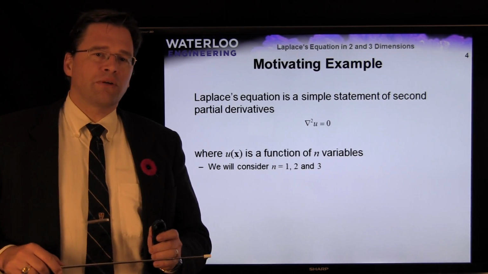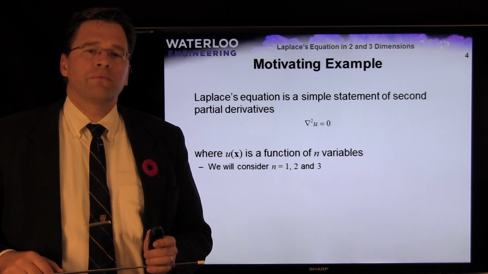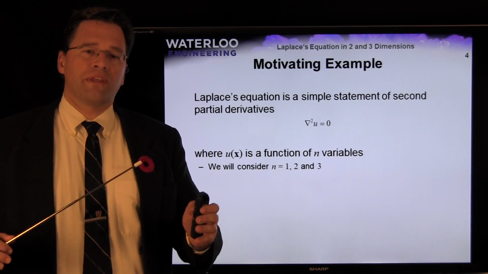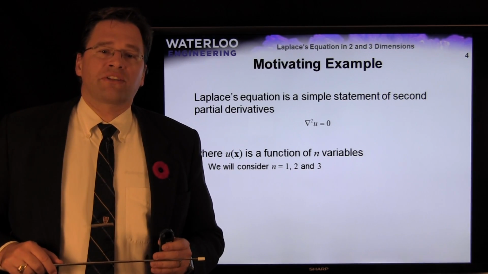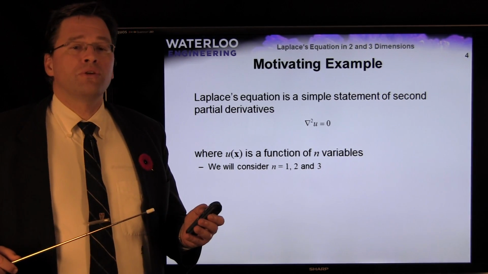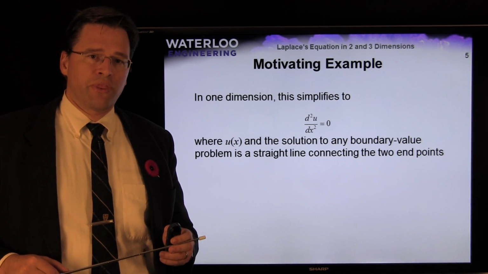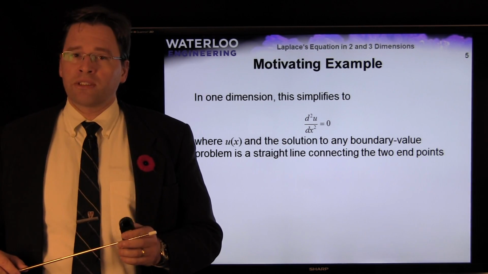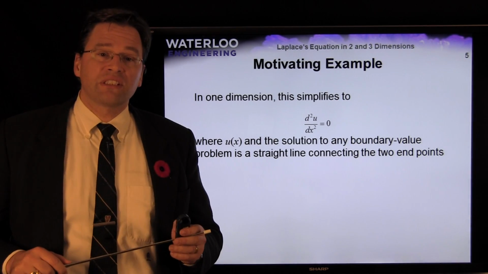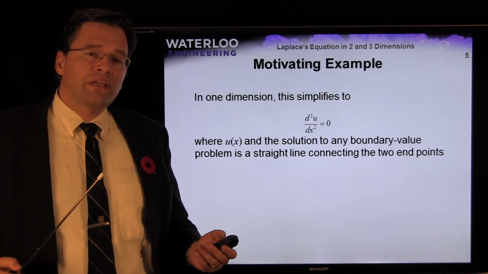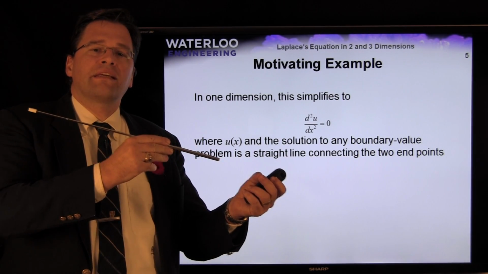Now, Laplace's equation says that the Laplacian of the function is 0 everywhere, at least within our boundaries. u of x is a function of n variables, where x is a vector. It can be 1, 2, 3, or an arbitrary number of dimensions, but we will be focusing on 2 and 3 dimensions in this lecture. In 1 dimension, Laplace's equation simplifies to the second derivative being 0. u is a function of a single variable, and if you have two boundary conditions, then the solution is simply a straight line connecting those 2 points.